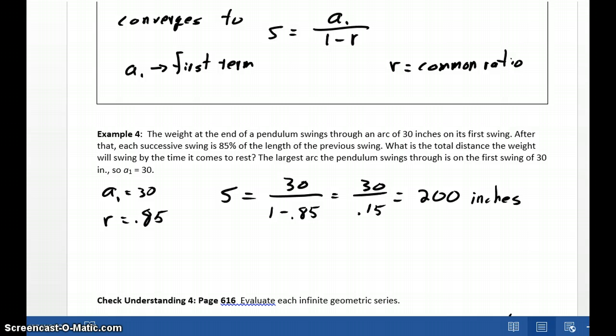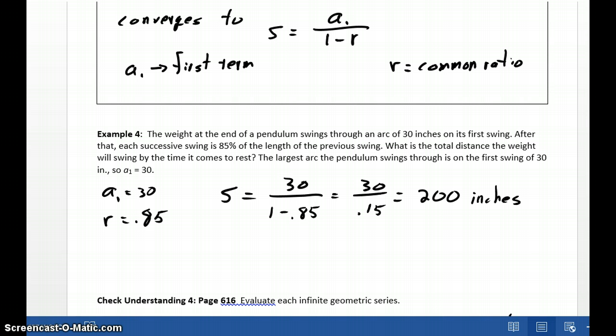So let's name our parts. A sub 1 is 30. The common ratio is 0.85. I could just put that into our formula, S equals a sub 1 over 1 minus R, and then simplify. 1 minus 0.85 is 0.15. 30 divided by 0.15 is 200. So the total distance the weight is going to swing on the pendulum will be 200 inches.